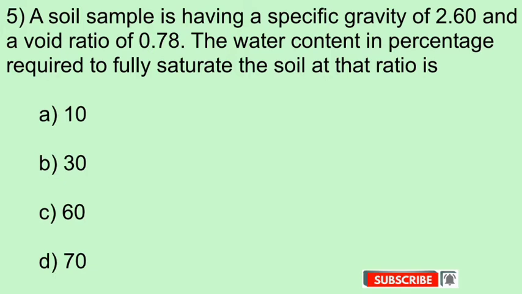For solving such questions, you have to know the equation for water content. Void ratio e is equal to wG by S. Here for fully saturated soil, S is equal to 1. So e is equal to w into G. So w is equal to e by G, which is equal to 0.78 divided by 2.6, which is equal to 30. Option B is the answer.